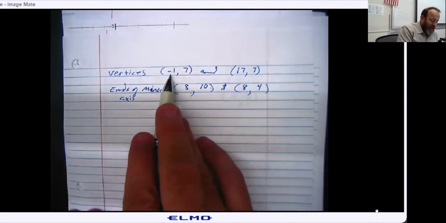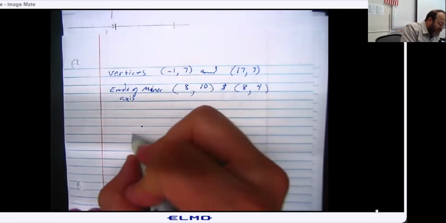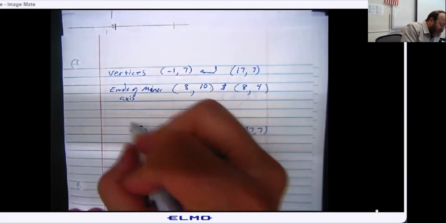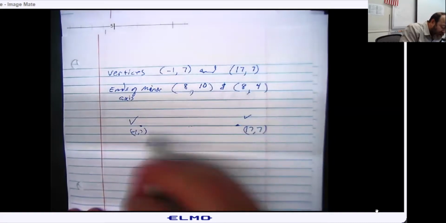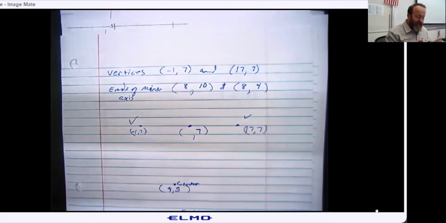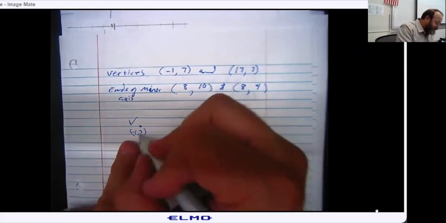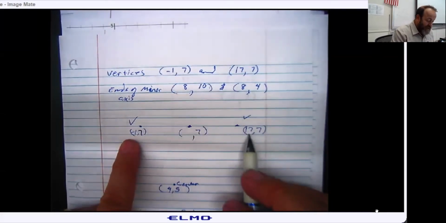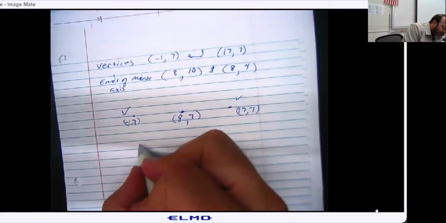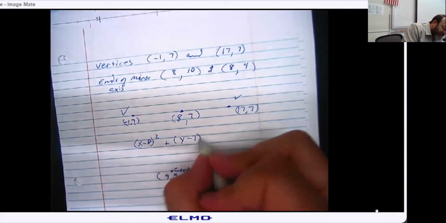Now, what I have right now is vertices at -1, 7, and 17, 7. So when I look at that, -1, 7 is just some random point, and 17, 7 is some random point to the right of it. Well, if these are my two vertices, then the center has to be right smack dab in the middle of those two. So all I have to do to find the center is literally add and divide by 2. 7 plus 7 divided by 2 is 7. -1 plus 17 is 16, divided by 2 is 8. So I already know that in this particular ellipse, my center is at 8 and 7.